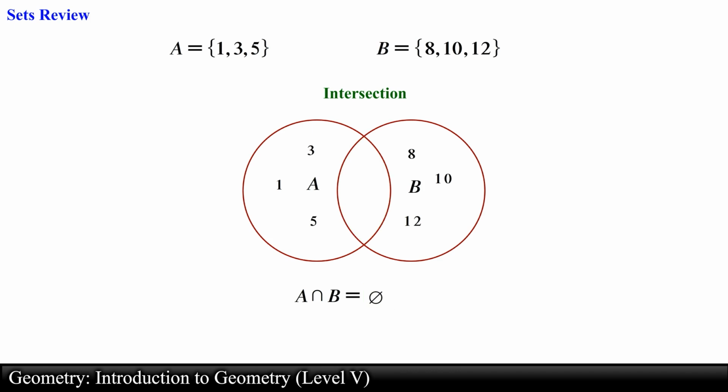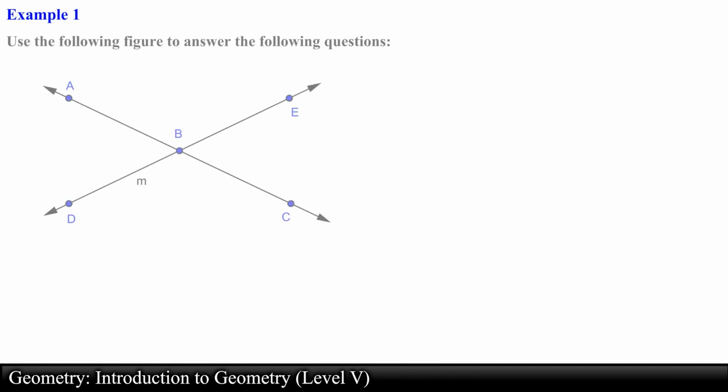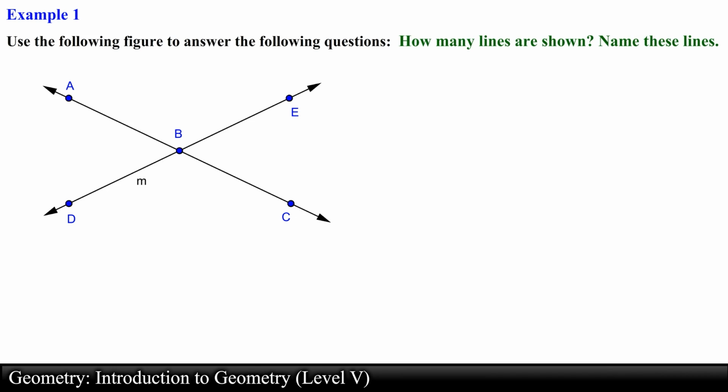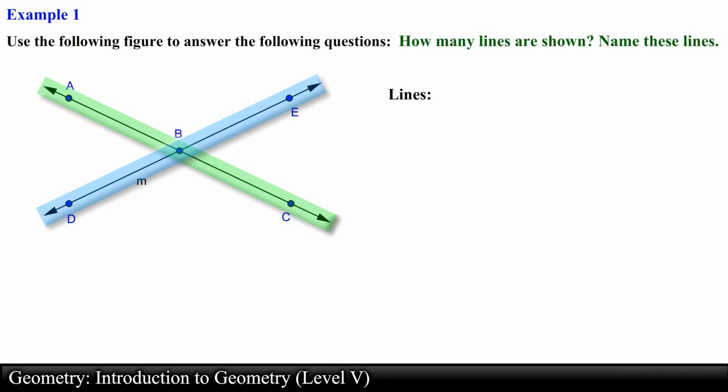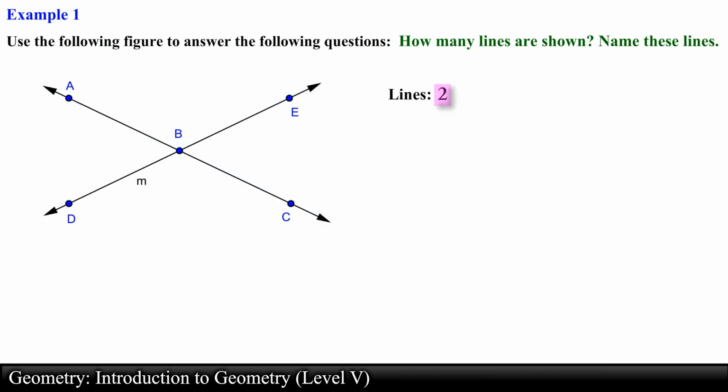Alright, now that we are refreshed and familiar with the concepts associated with sets, let's go ahead and try the first example. Use the following figure to answer the following questions. How many lines are shown? Name these lines. By looking at the figure, we can see that there are two distinct lines, so the answer to the first question is 2. Now, the second question is asking us to name them.